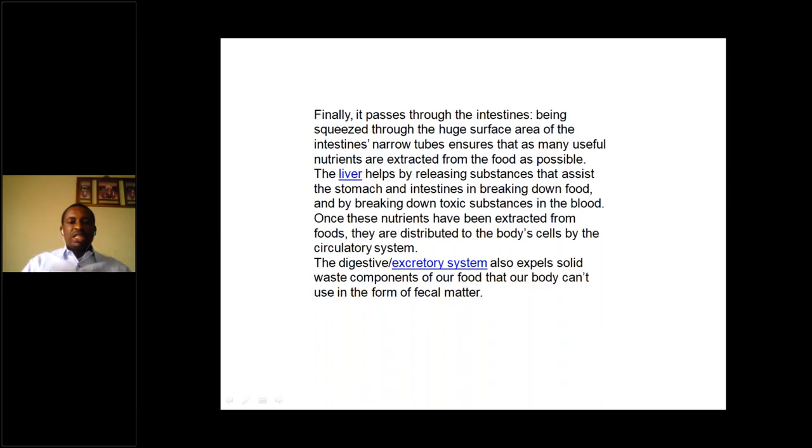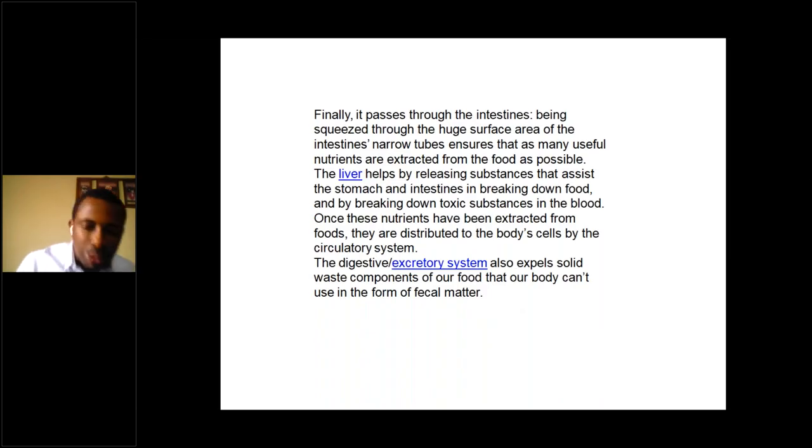Okay, so once the nutrients have been extracted from the food, they are now distributed to the cells by what? The circulatory system. So the nutrients needed for the brain, the eye, the nose, needed for every part of the body, even the legs, your nails and your hair, are distributed through this circulatory system. So you see that one system can be interdependent with another system.